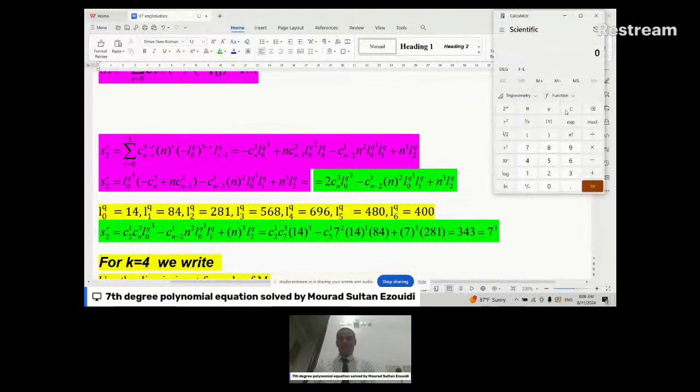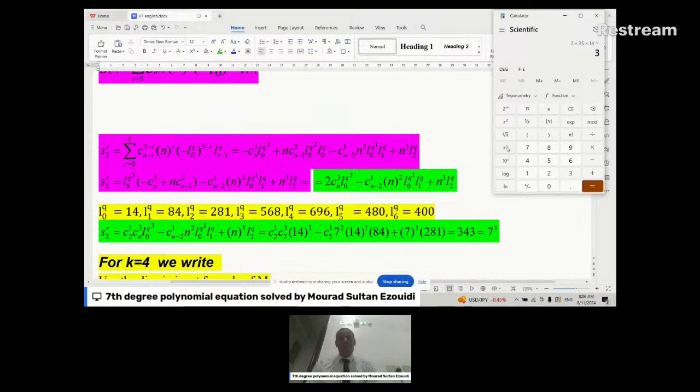Here, learners, we have combination n choose 3, n is 7. That's why here it's written 7 choose 3. I'll just use my calculator. 7 choose 3 is 35. Therefore, I'm going to write here, learners, 2 times 35, times 14 cubed, times 14 raised to the power 3.